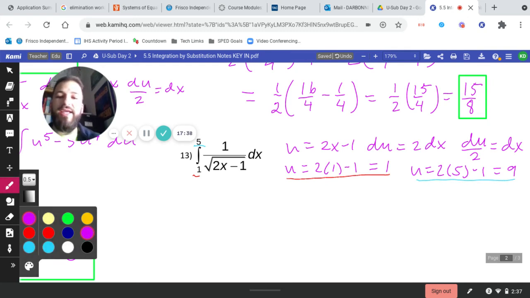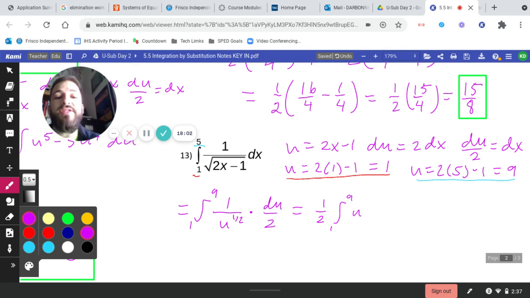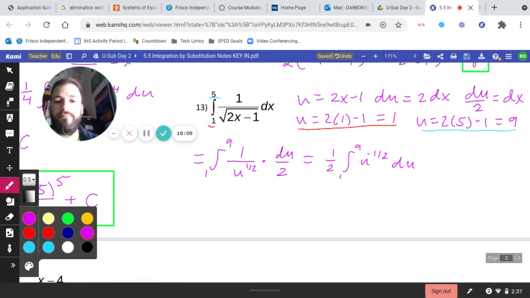So then I'm plugging everything in. So my new integral is the integral from 1 to 9 of 1 over, instead of the square root of 2x minus 1, I'm going to do u to the 1/2. And then instead of dx, du over 2. So then before I integrate, I can do a little simplifying, bring that 1/2 out, integral from 1 to 9, and this becomes u to the negative 1/2 du. All right. So good so far.